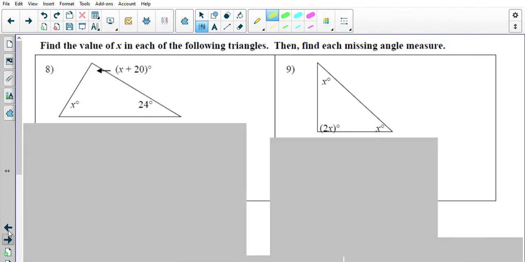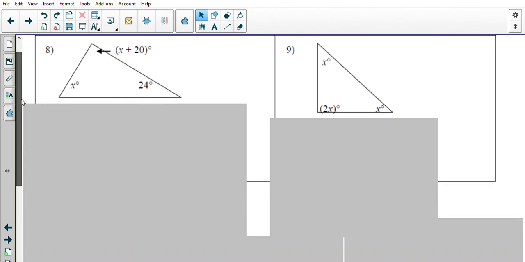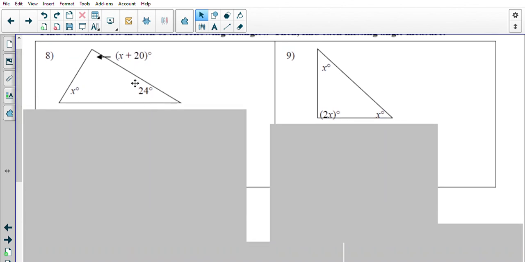All right, so let's move on to some more algebraic questions. You had to figure we'd probably get to some of these. So it says find the value of x in each of the following triangles, then find each missing angle measure. So not only do we have to find x, but we also have to find the missing angles. Now in this triangle, number 8, I know this is 24 degrees, but I still need to find these other 2 angle measures. So let's go ahead and set up an equation. We know that the 3 angles have to add to 180 degrees.